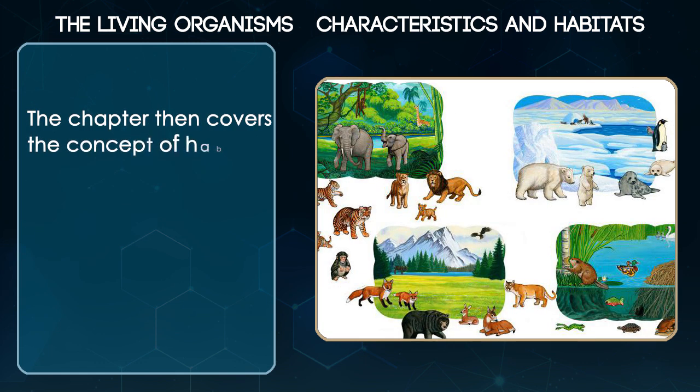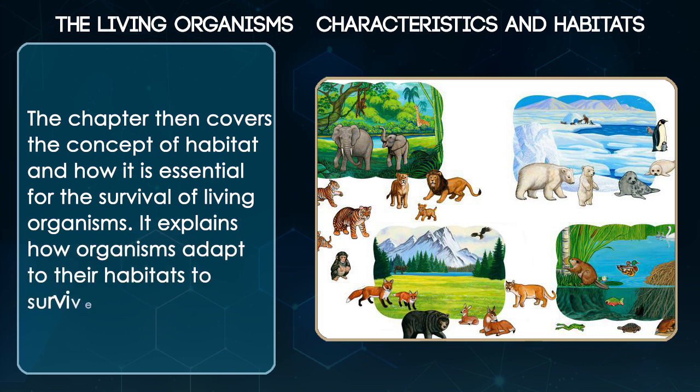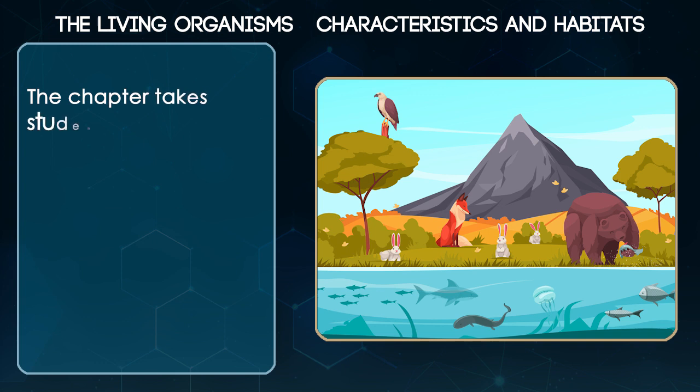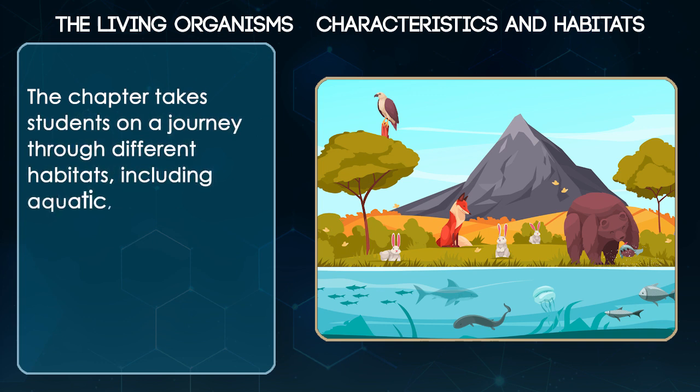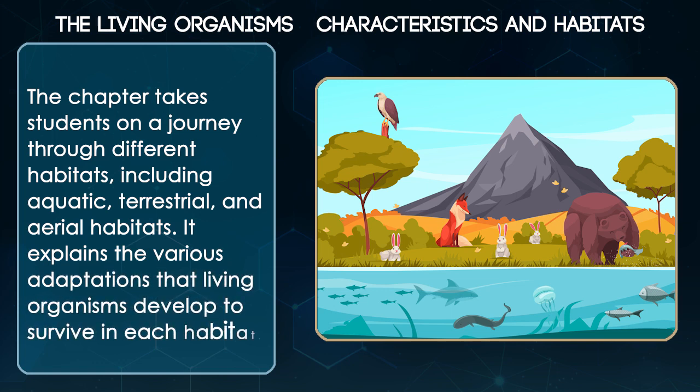The chapter then covers the concept of habitat and how it is essential for the survival of living organisms. It explains how organisms adapt to their habitats to survive and thrive. The chapter takes students on a journey through different habitats, including aquatic, terrestrial, and aerial habitats. It explains the various adaptations that living organisms develop to survive in each habitat.